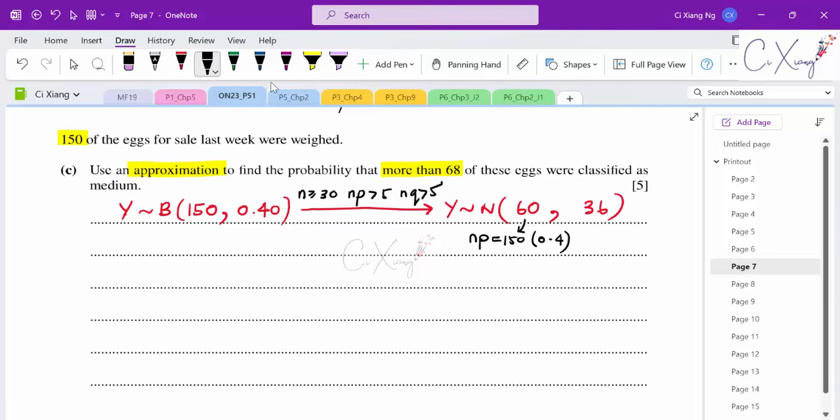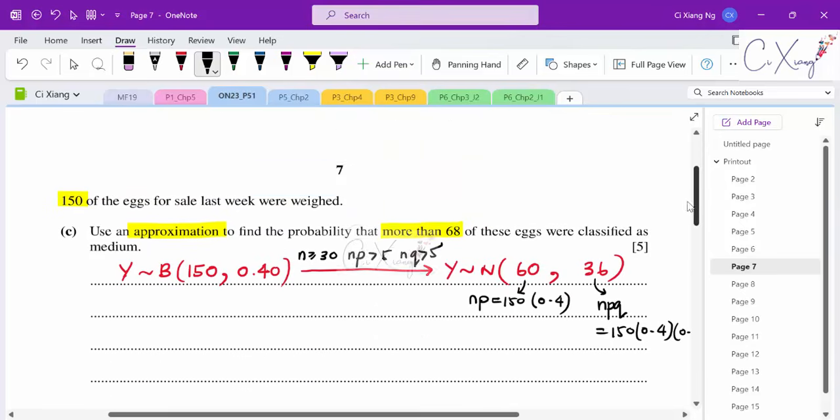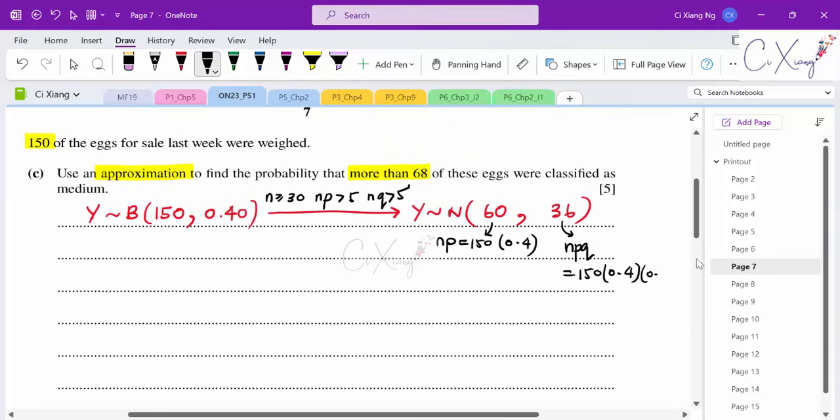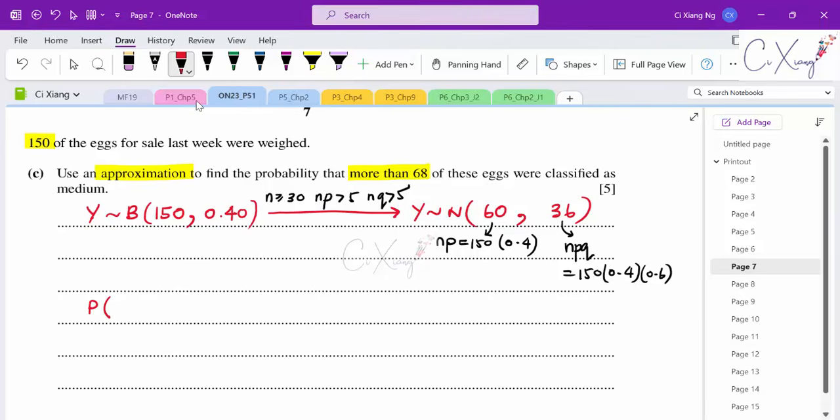Just to remind again, from binomial distribution, if you want to get the variance, it should be npq, where it is equal to 150 multiplied with 0.4 multiplied with 0.6. Sorry, 0.6 here. Okay, all right. So after I change it to normal distribution, I can start calculating the probability. So I'm looking for the probability of y more than 68.